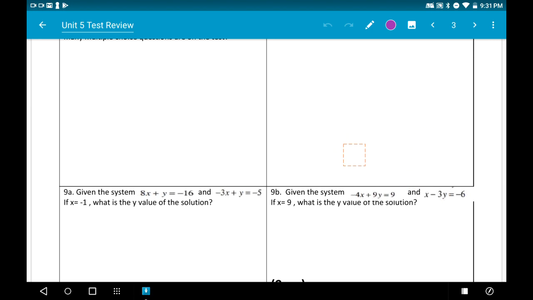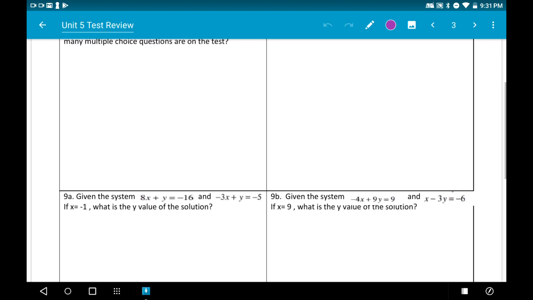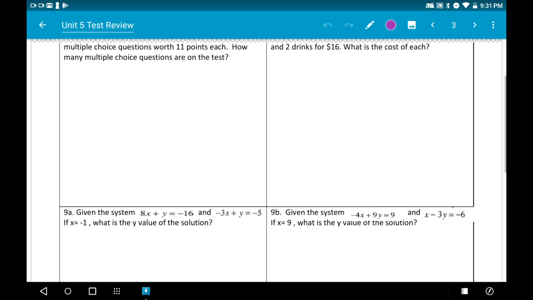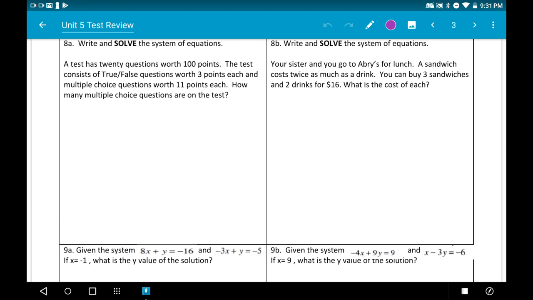Okay, 8. Number 8 wants us to write and solve the system. So first we're going to write it. It says a test has 20 questions worth 100 points. The test consists of true-false questions worth 3 points each and multiple choice worth 11 points each. How many multiple choice are on the test?